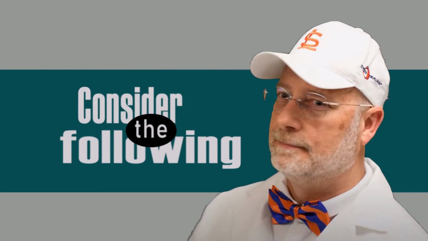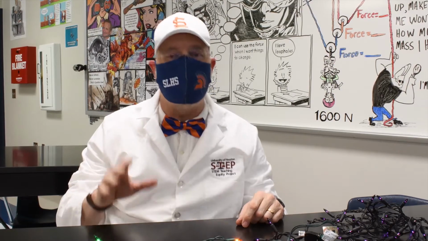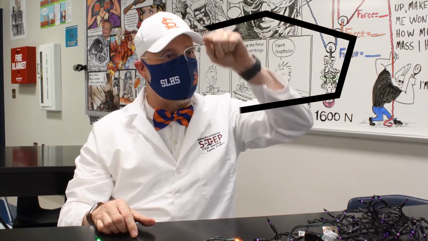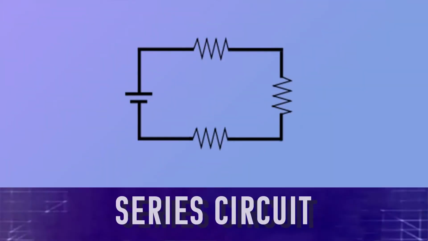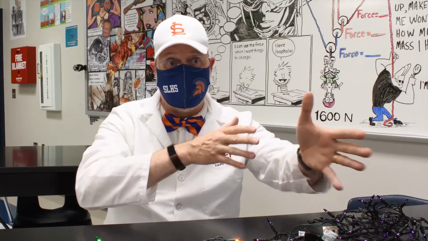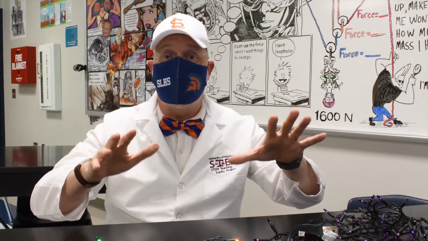Consider the following. There are essentially two different types of circuits, a series circuit and a parallel circuit. A series circuit follows a certain path. It just follows a boring path. There's one path it takes. Much like if you go to the grocery, for example, and there's one register open. The line backs up, and we all get heated. Anything that slows you down is called resistance.